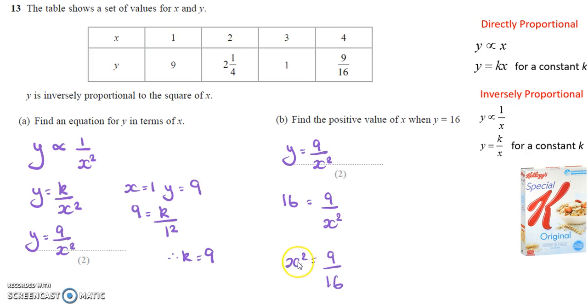So I've got x squared though, so I need to undo the squaring. The inverse of squaring is square rooting. So we need to square root this side. So square root both sides, and we get square root of x squared is x, and square root of 9 over 16, well, we can just square root the top and the bottom of the fraction. So square root of 9 is 3, and square root of 16 is 4. So the answer is 3 over 4.